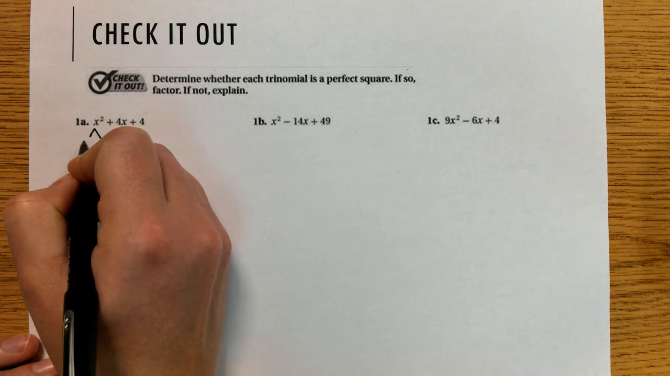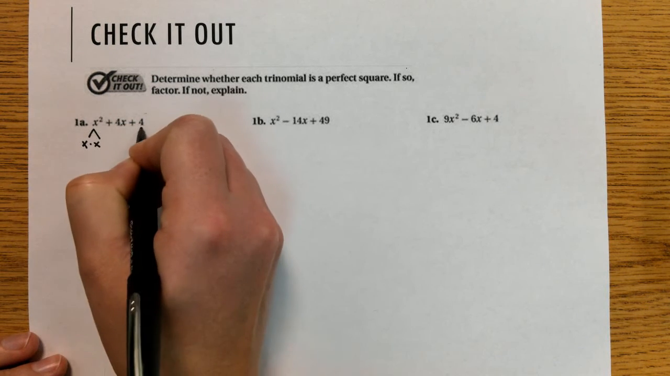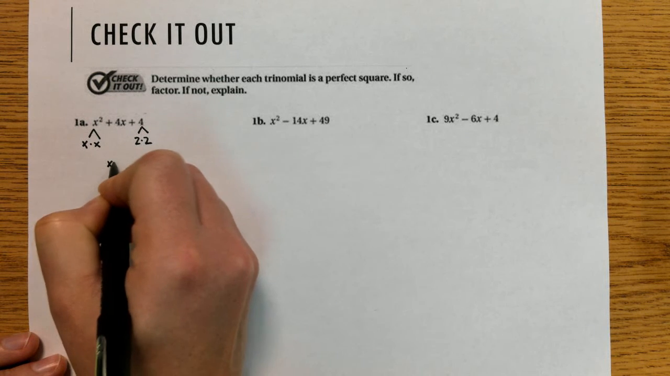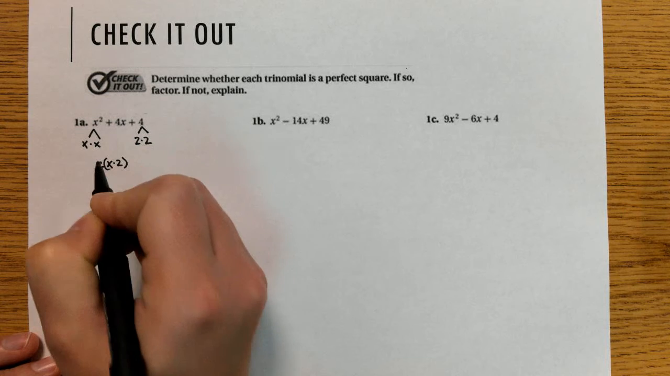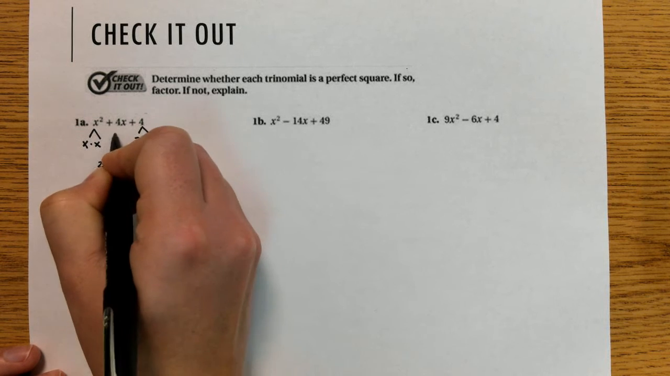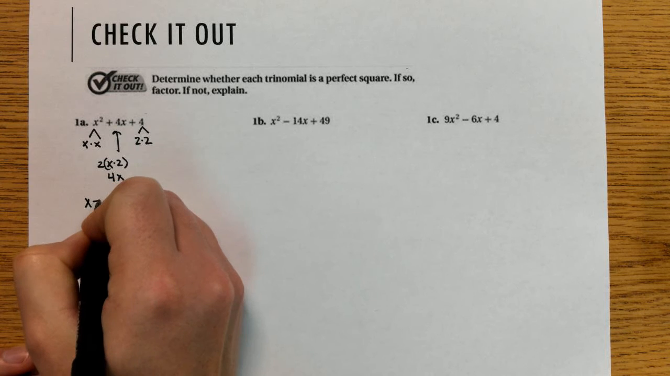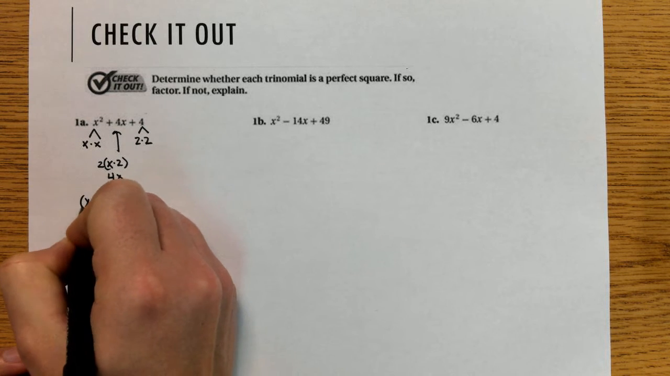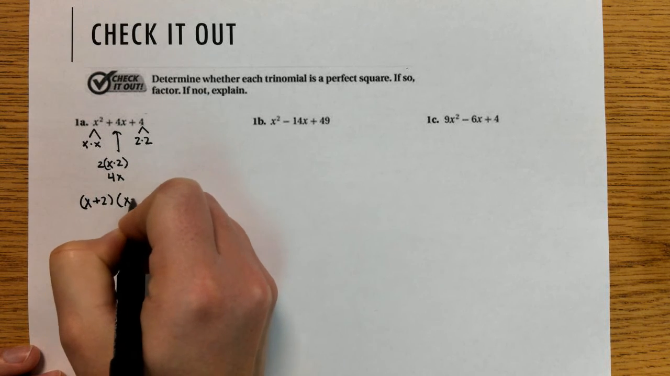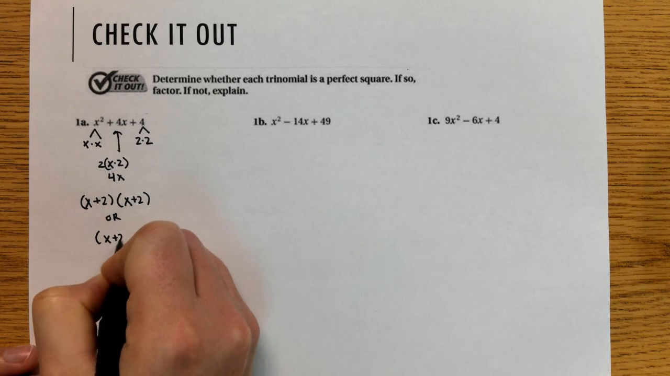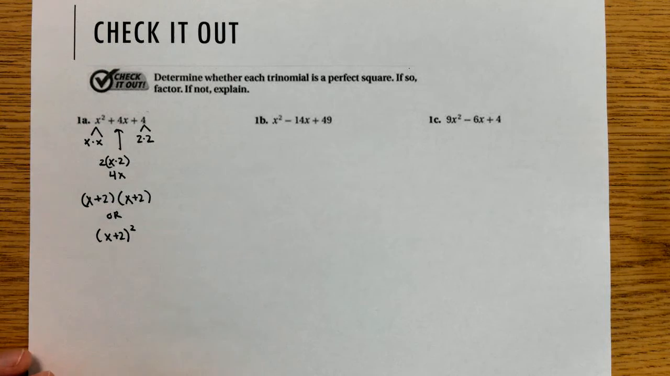So x squared breaks down to x times x, and 4 breaks down to 2 times 2. X times 2 will give us 2x, and then times 2 gives us 4x, which is exactly what we want. So we're going to rewrite this as x plus 2 times the quantity x plus 2, or you can rewrite it using an exponent, x plus 2 quantity squared.